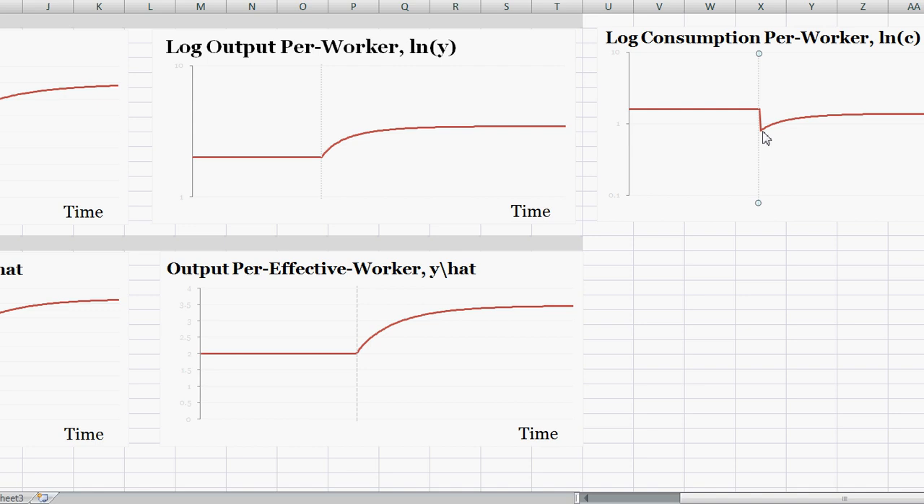However, savings also had a level effect on output per worker. So what do we mean by level effect?